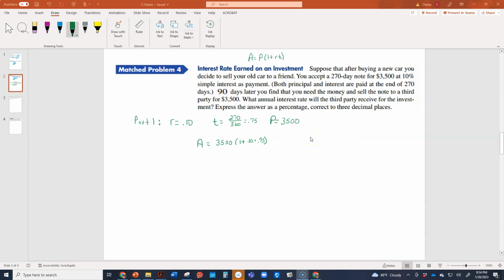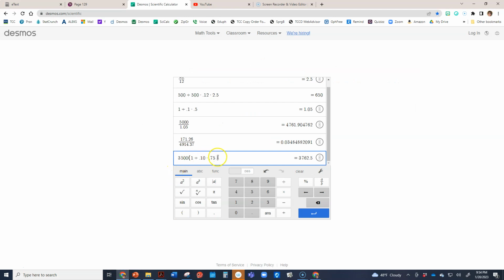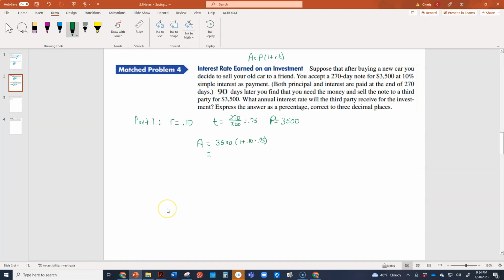So that's what I'm using. I'm using this formula that I've written down right here. I've gathered all the information. It's a 10% interest rate, 270 days out of 360. That's 3/4 of a year, 0.75. And the loan started off at $3,500. How much am I actually going to get? So I plug in these numbers, I run to my calculator, I type those numbers in, and I discovered that I'm going to get $3,762.50.